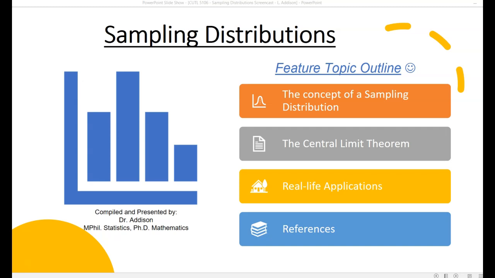Here is a quick outline. We'll explore the concept of a sampling distribution, look at the central limit theorem and its attributes, explore real-life applications, and we will have pertinent references and readings in the field. Let's get started.